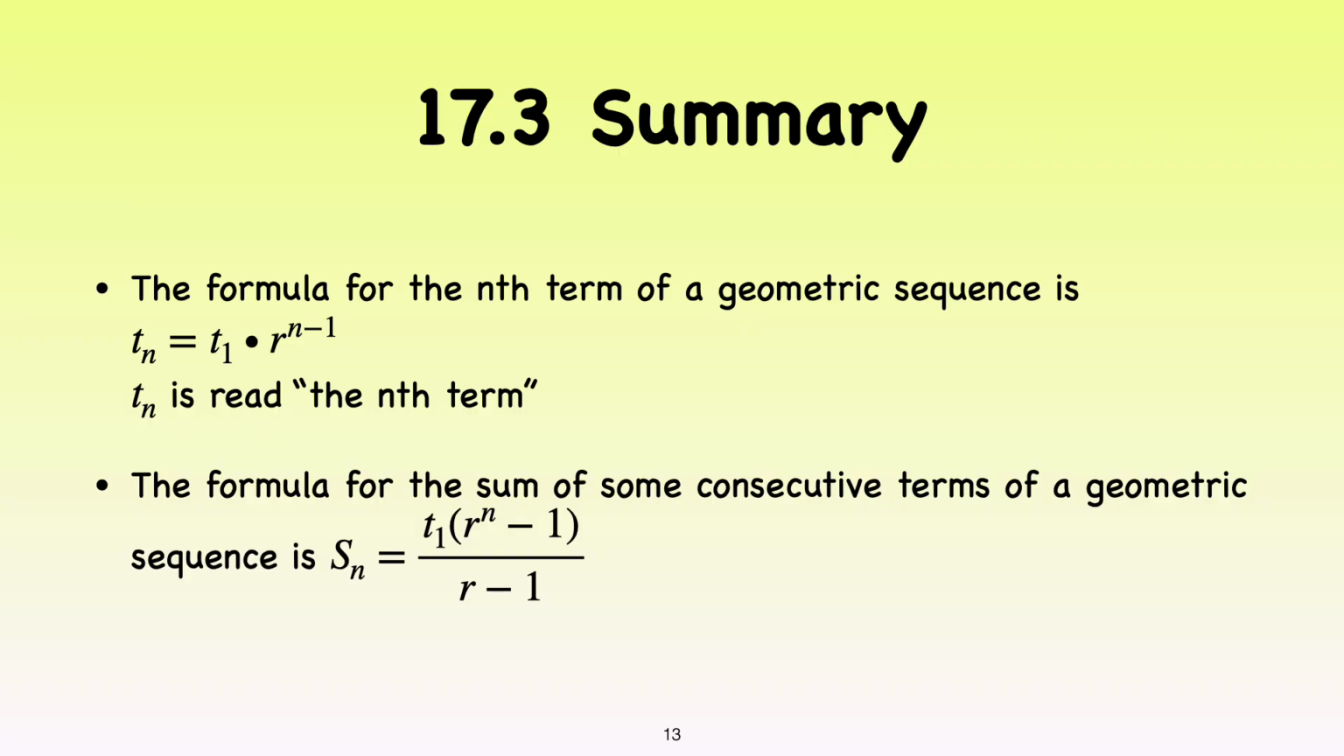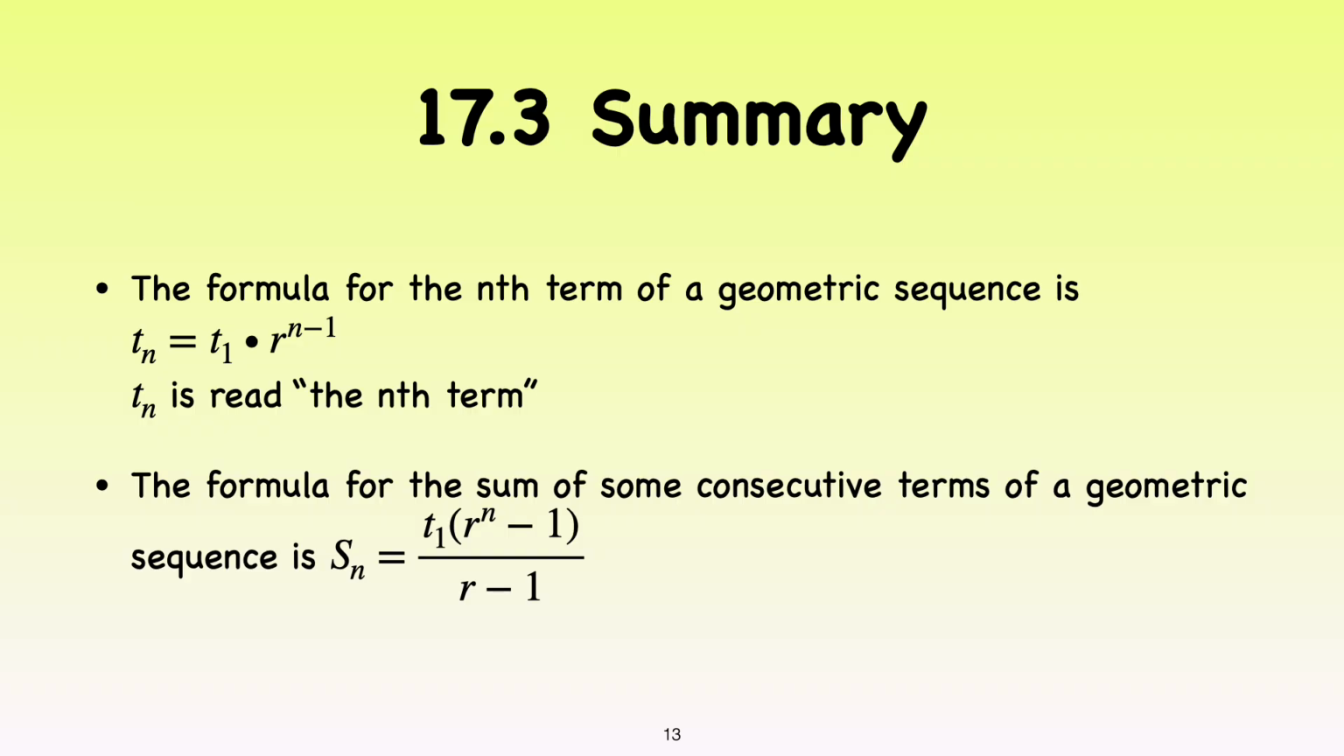Let's summarize. The formula for the nth term of a geometric sequence is t sub n equals t sub 1 times r raised to the exponent n minus 1. Now you can read that t sub n as the nth term. So the nth term of the sequence is the first term times the ratio raised to 1 less than the total number of terms. That's another way to say that.